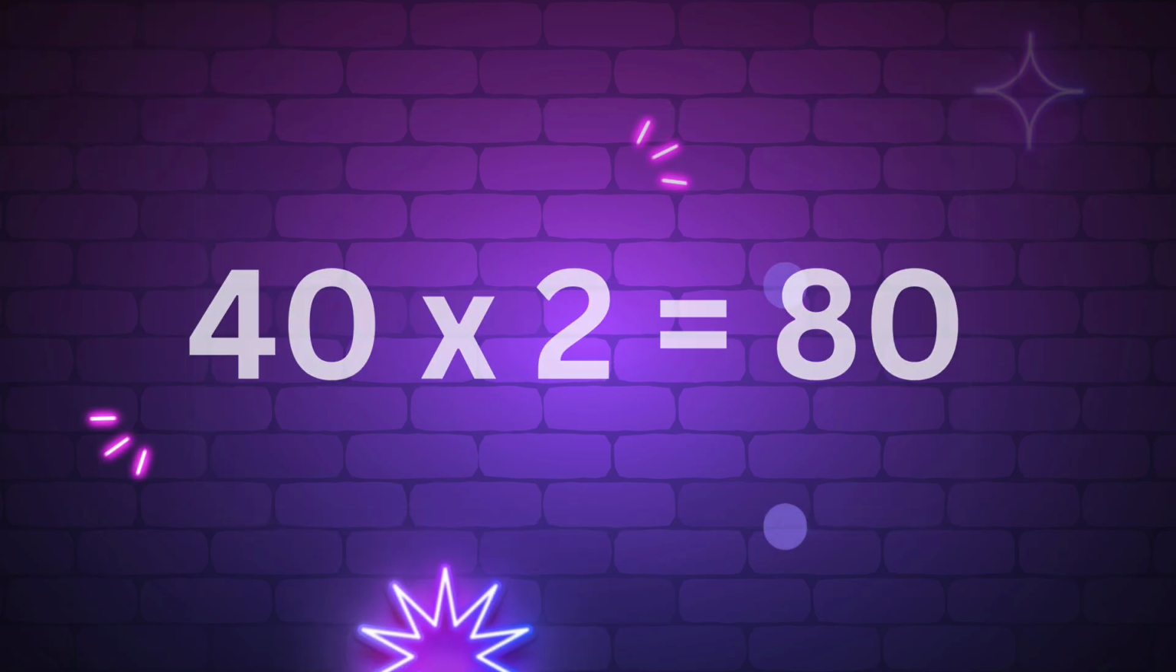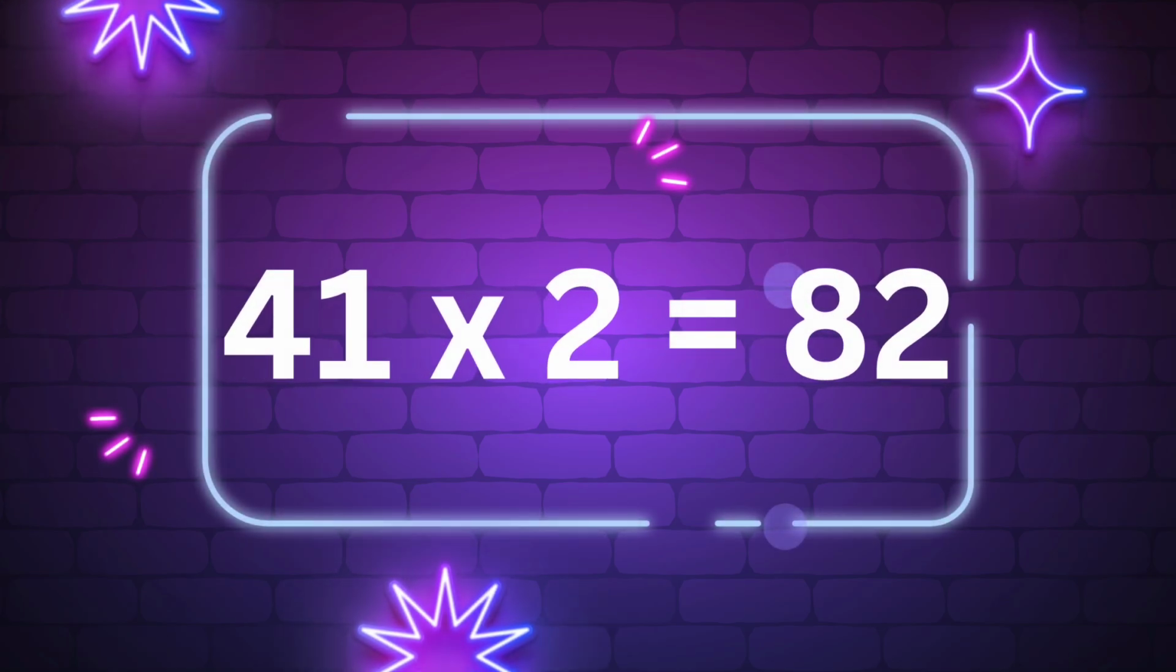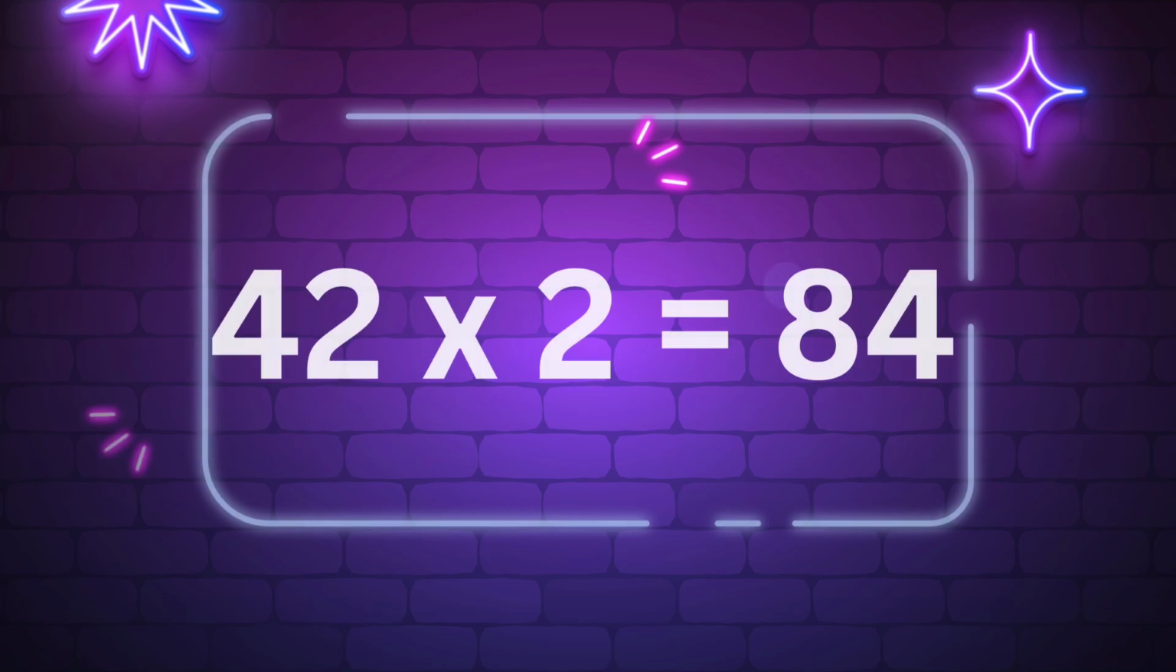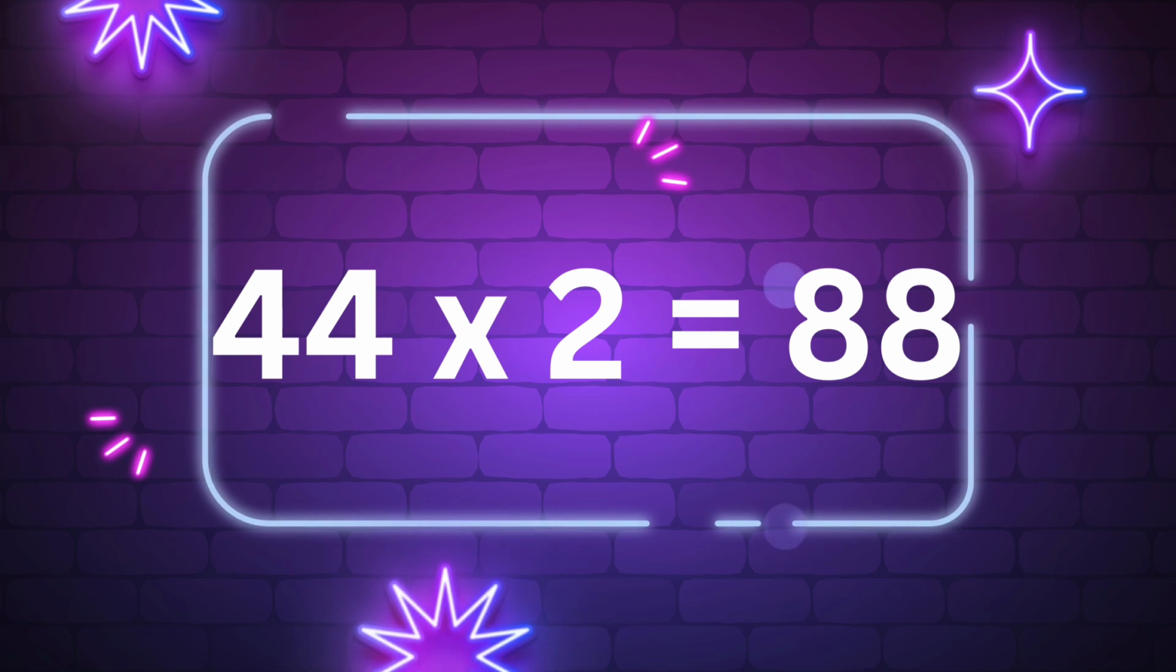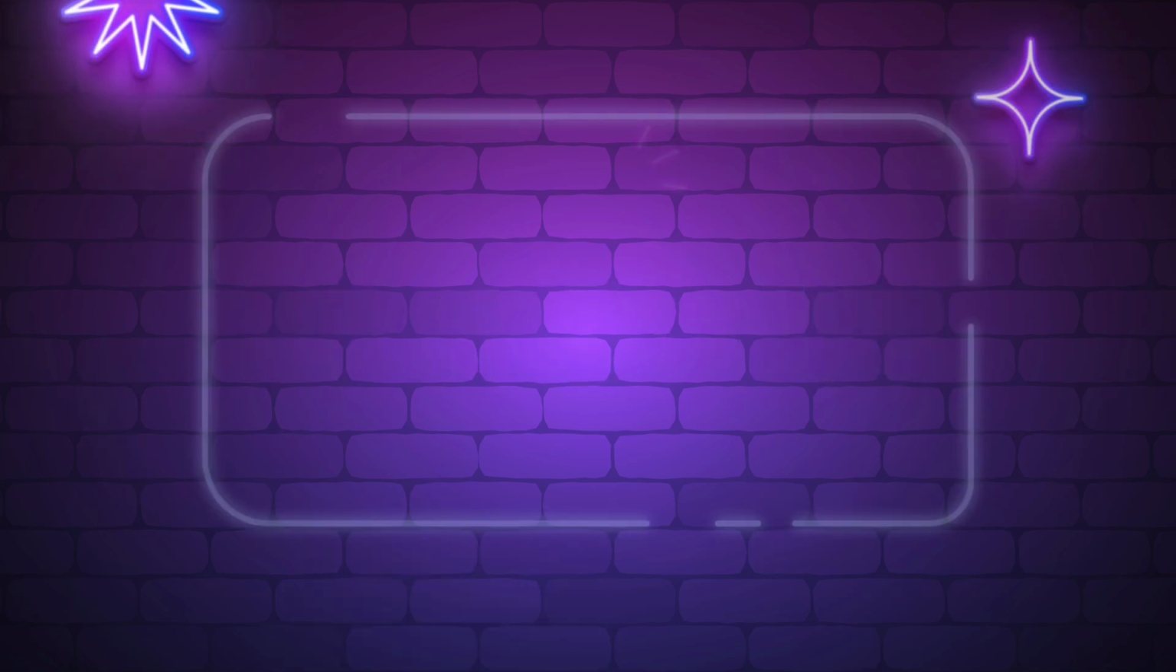40 times 2 is 80. 41 times 2 is 82. 42 times 2 is 84. 43 times 2 is 86. 44 times 2 is 88.